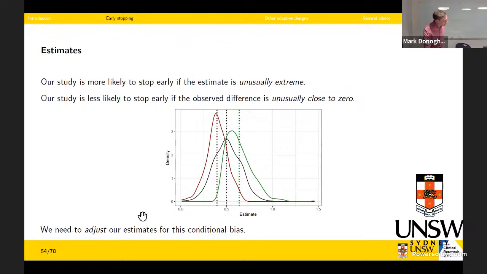So one thing again to think about when you're doing the analysis is whether you need to adjust your estimates for this conditional bias. If your study stops early, you know that it's more likely to be biased upwards. Should you take a bit off your estimate to account for that?